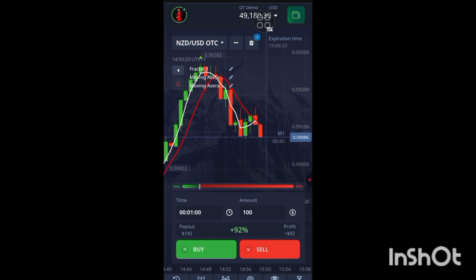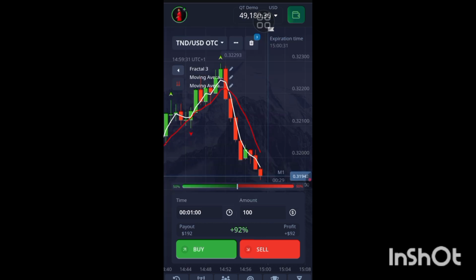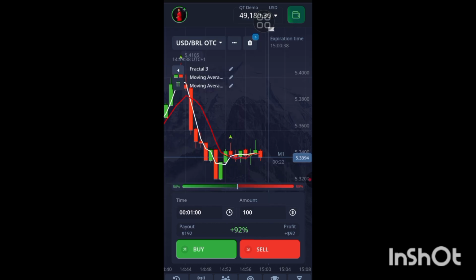Now you see the fractal has disappeared to tell you that it was not a strong signal. So please make sure you're careful and detailed before putting a trade. Let the crossing be a strong crossing. You will know that it's going to be a profitable trade.